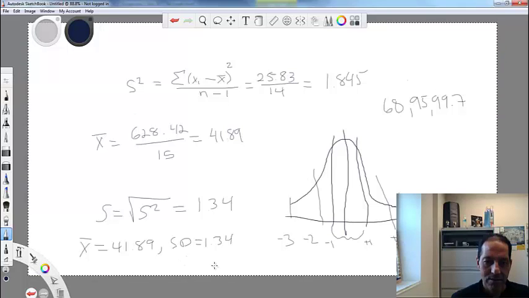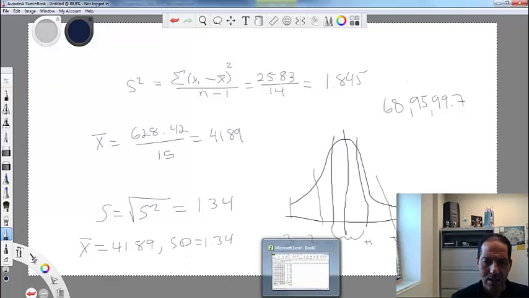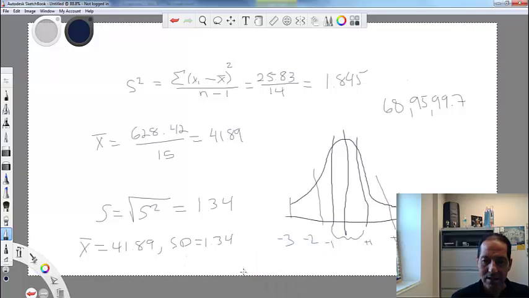Just a little bit off from that, and that's it. That's how you calculate the mean, variance, and standard deviation.